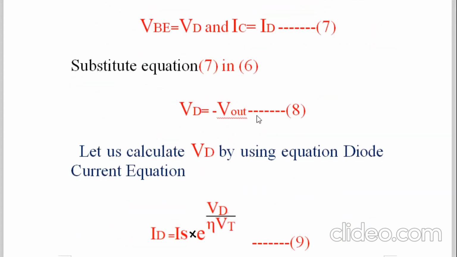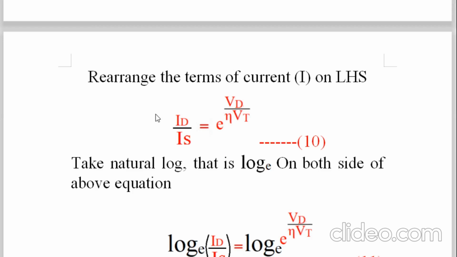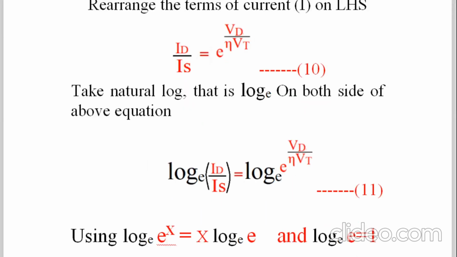Yes, VD is equal to minus Vout, and we have to calculate the VD by using the diode current equation. ID is equal to this, and let us take the current terms on one side and the exponential term on the other side. Now we'll proceed. Our target is what? We want to prove that the output voltage is logarithmic of input.